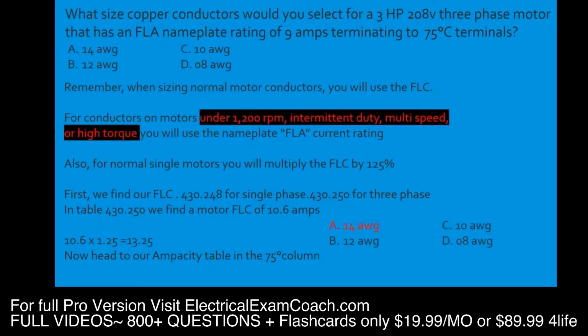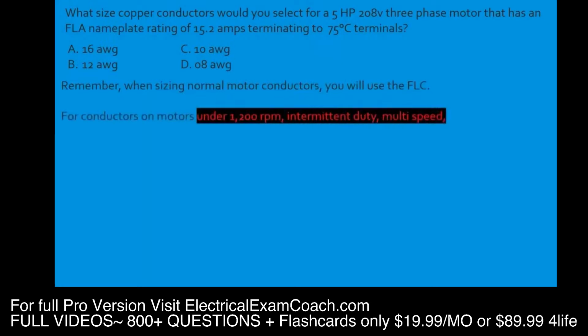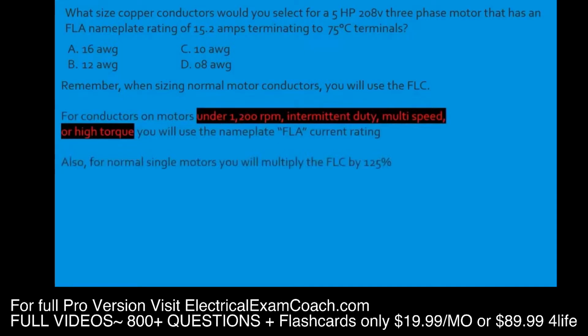Great job. What size copper conductors would you select for a 5 horsepower, 208 volt, 3-phase motor that has an FLA nameplate rating of 15.2 amps, terminating to 75 degree C terminals? Remember, when sizing normal motor conductors, you will use the FLC. On these types of motors, you're always going to use the FLA. Also, for normal single motor conductors, you're going to multiply that FLC by 125%. First, we need to find our FLC. We're going to head to our respective table. In this case, it's 3-phase, so we're going to go to 430.250.